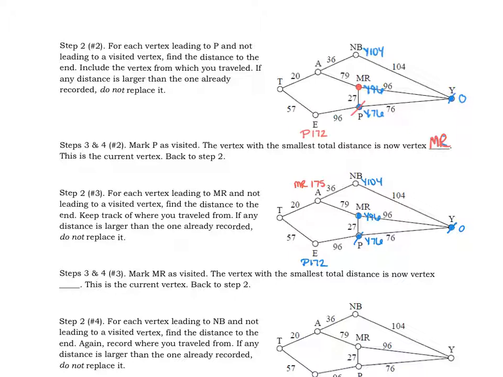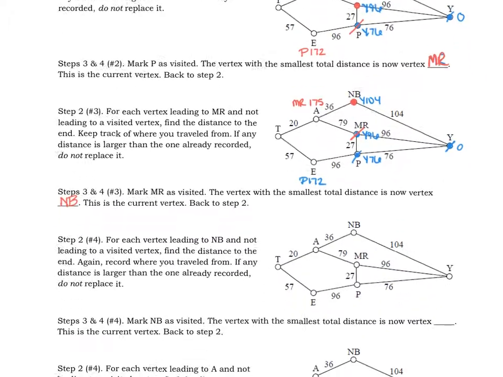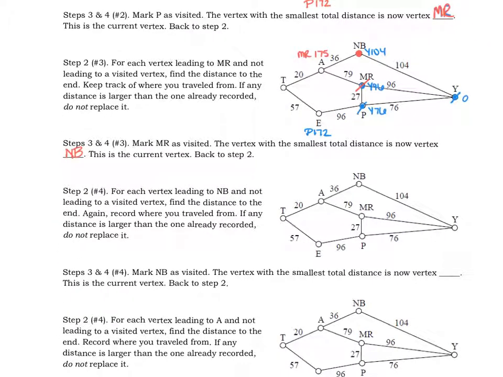Okay, so now we're done with Mount Rainier. We will cross that off, and then we look at the remaining distances. At vertex NB, we have a time of 104 minutes. We've got 175 minutes at Auburn. We have 172 minutes at Eatonville. And so our shortest time is our 104 minutes at North Bend. And so NB is our new current vertex. That's the one we're going to be looking at. So again, let me rewrite.